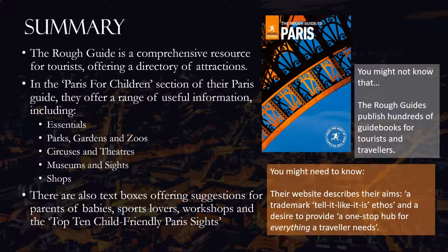In summary, the Rough Guide is a sort of comprehensive resource for tourists and travellers, and it offers a directory of attractions. They publish guidebooks for destinations all over the globe, and they have a very strong reputation. In the Paris for Children section of their Paris Guide, they offer a range of information, including essentials, parks, gardens, zoos, circuses, theatres, museums and sites, shops. They cover quite a lot. There are also text boxes in this chapter offering suggestions for parents of babies, sports lovers, workshops, and their list of the top 10 child-friendly Paris sites.